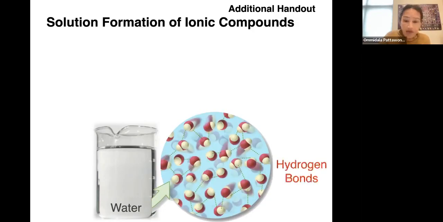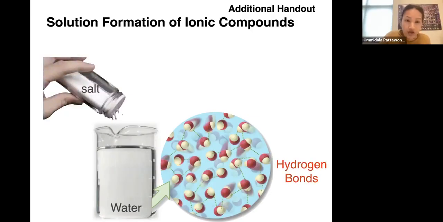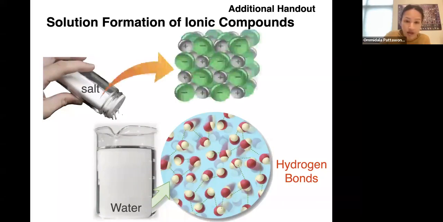Now, if you have salt, salt is an ionic compound because it contains a cation and an anion. The cation and anion hold each other in a crystal structure, so the interaction that holds them together is the electrostatic force of the ionic bond. The bond between the cation and anion is pretty strong. So now, when you add salt to water, what happens then?